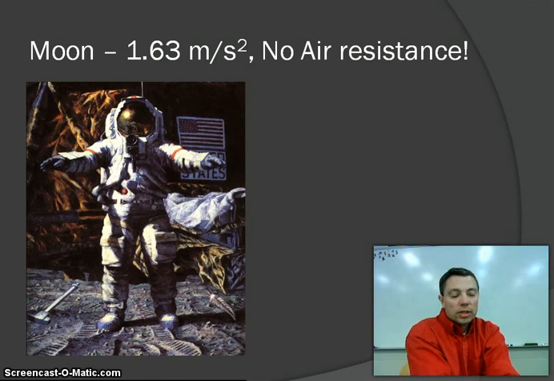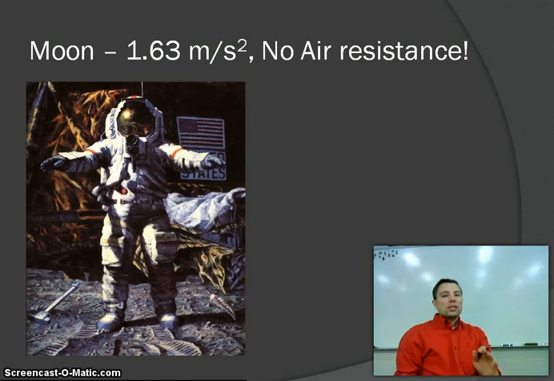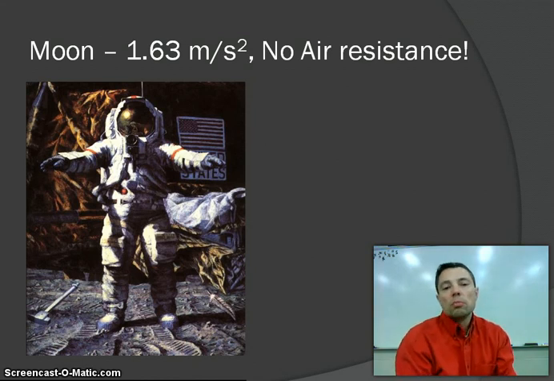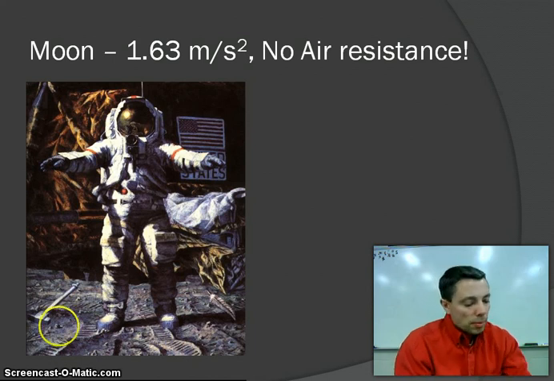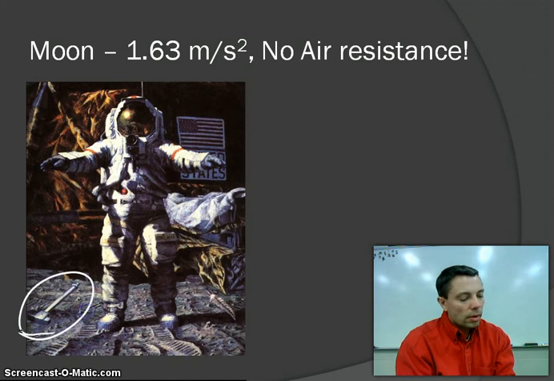Okay, and now my next picture here is showing a picture of what we did up on the moon. And they actually did this as an experiment because they knew that the moon had no atmosphere, so there was going to be no air resistance. So they said, okay, let's take a hammer and let's take a feather.